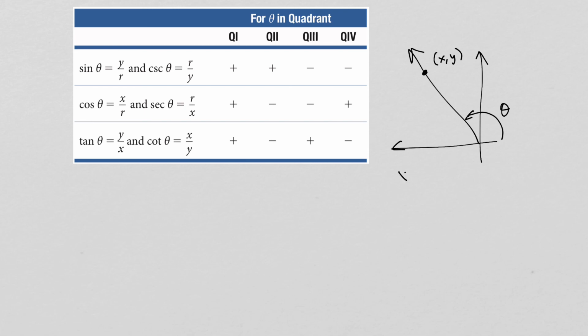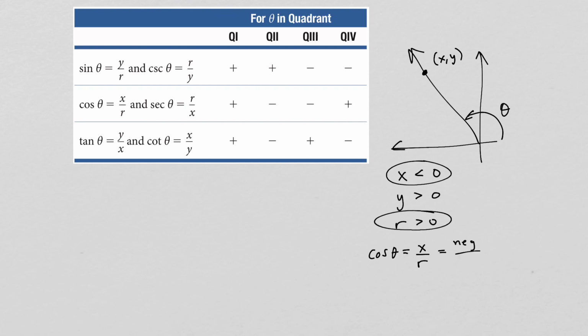we know in the second quadrant, x is negative and y is positive, right? So notice I say x is less than 0. That just means negative. And y is greater than 0, that means positive. And of course, r is always positive. So if you say cosine of theta is x divided by r, x is negative. So you are taking a negative number and you're dividing it by r, and r is positive. And a negative divided by a positive is a negative.